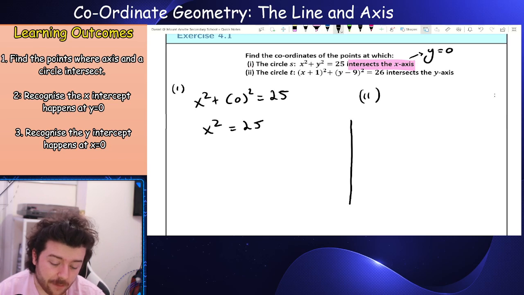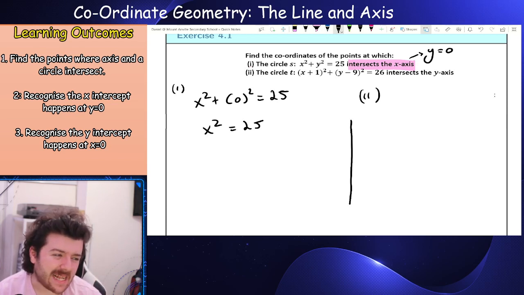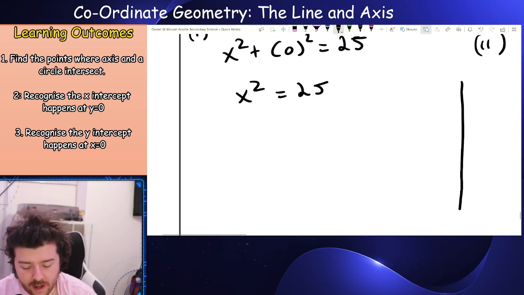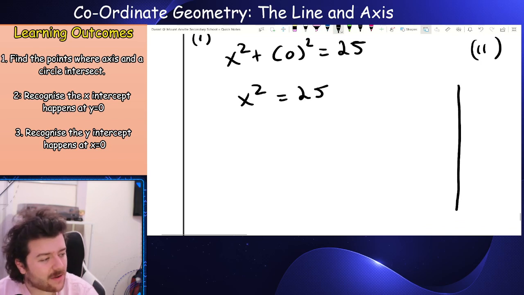You need to be careful here because I could just square root both sides and say x is equal to 5. But we're forgetting one thing. Realistically, if I'm crossing the axis, I'm crossing it at 2 points, and this is only going to give me 1 point if I don't do something properly. So we can do it two ways. I could bring this 25 over.